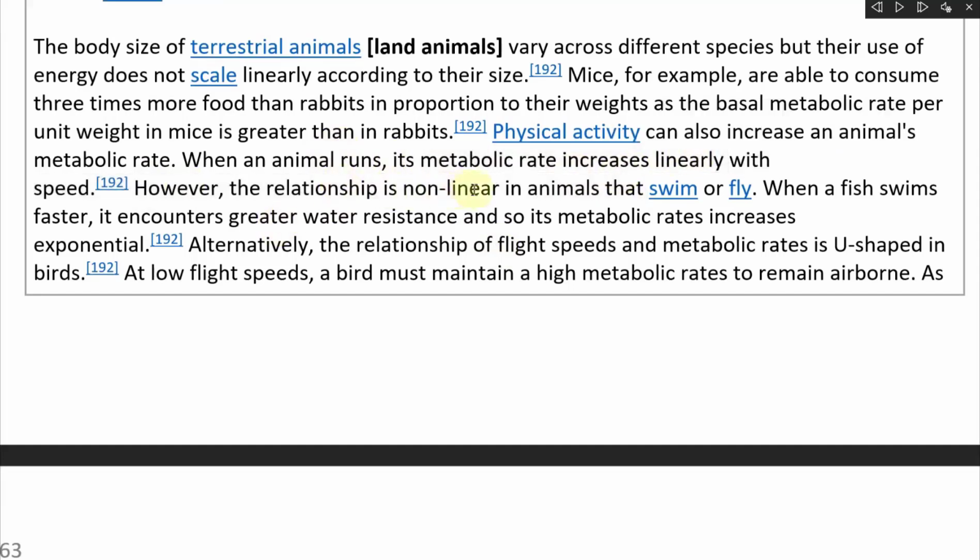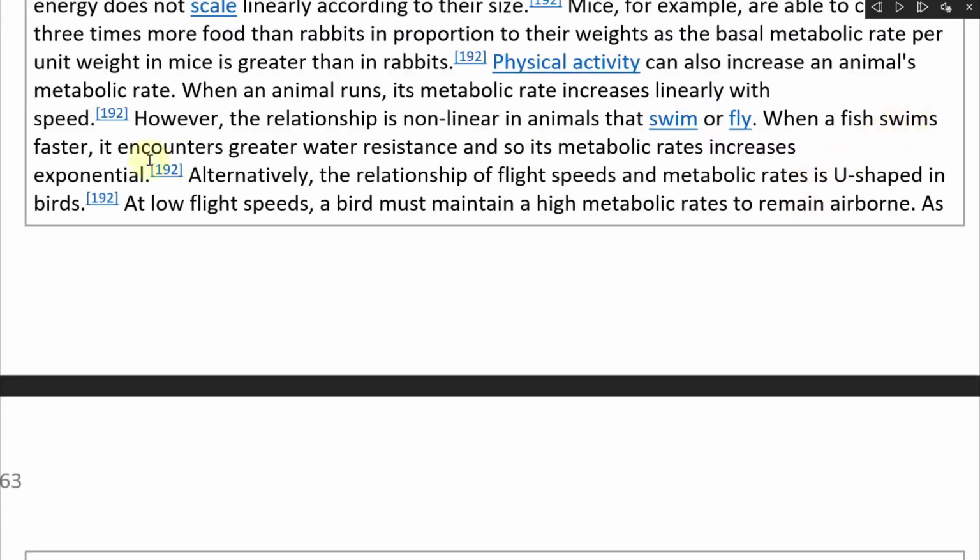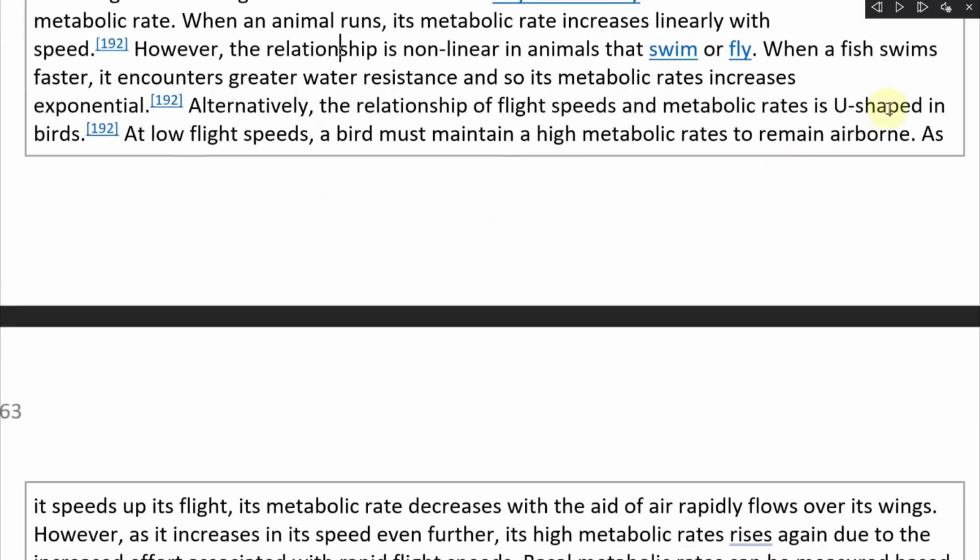However, the relationship is non-linear in animals that swim or fly. When a fish swims faster, it encounters greater water resistance, and so its metabolic rate increases exponentially. Alternatively, the relationship of flight speeds and metabolic rates is U-shaped.